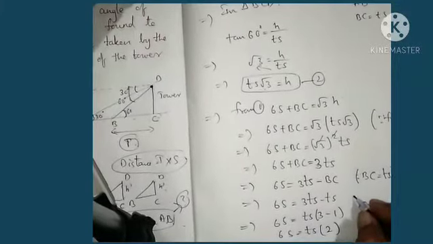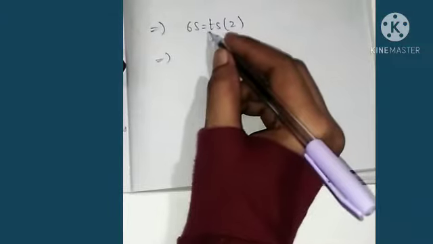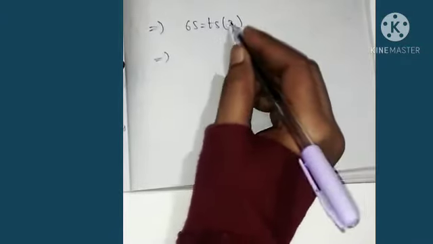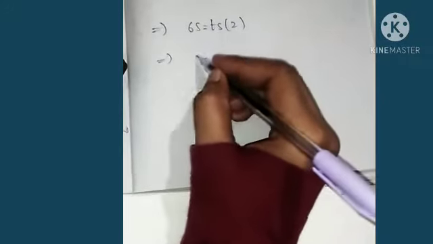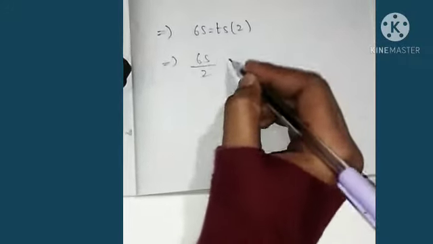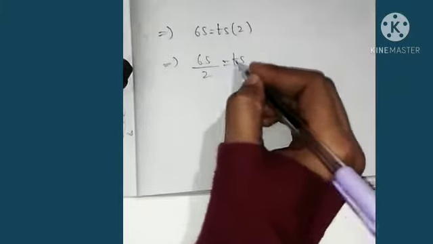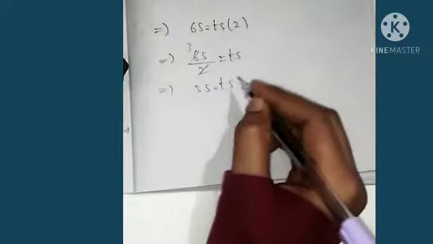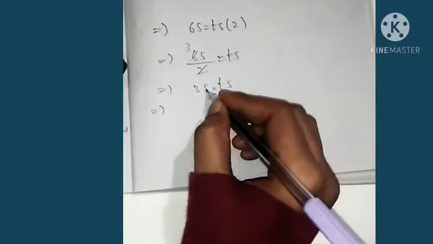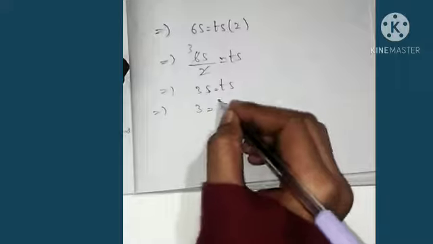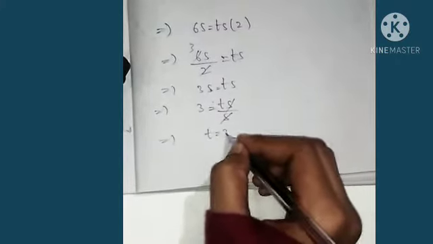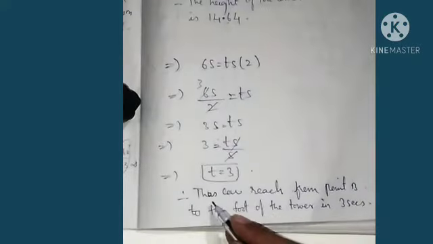Here 2 is there, so I'll send this to the other side. 6S by 2 is equal to TS. 2 ones are 2, 2 threes are 6, so 3S is equal to TS. This S you can send to the other side; S by S gets cancelled, so T equals 3. So time taken: thus the car reached from point B to the foot of the tower in 3 seconds.